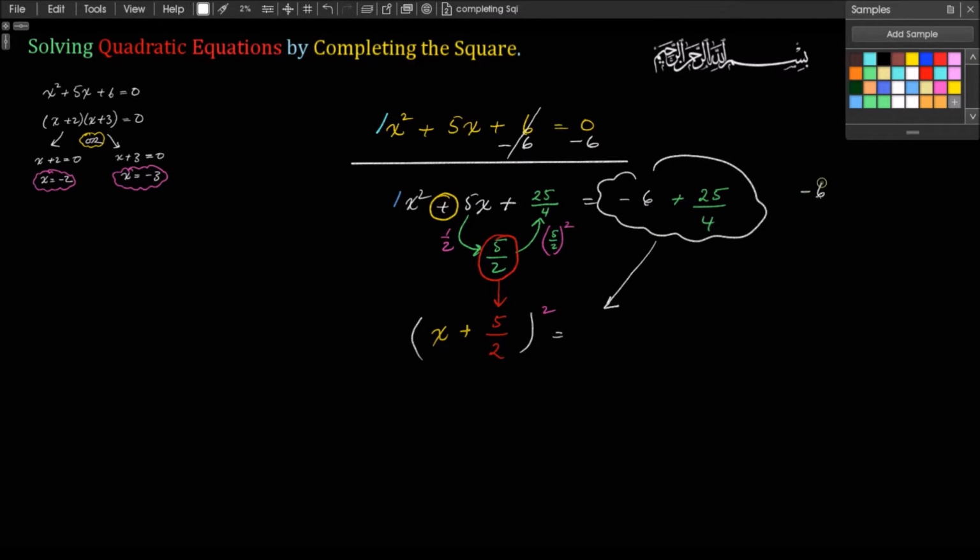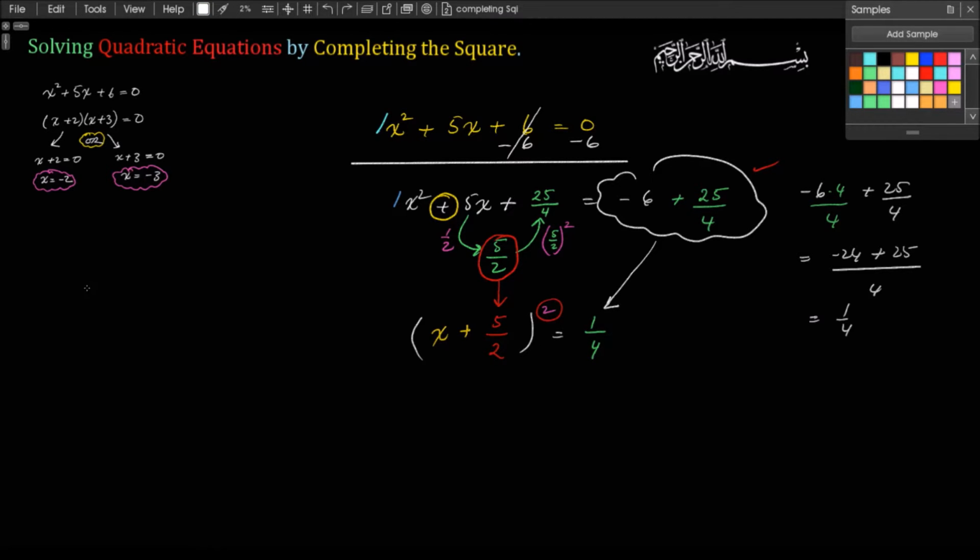Okay, so this is heavy-duty math. This is negative 6 plus 25 over 4. You can't add them like that, right? So you have to make it a common denominator, and the common denominator is 4. 6 times 4 is negative 24, and that 25 over here. So this becomes 1/4. And that's going to go right here.